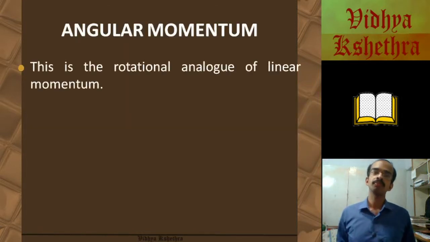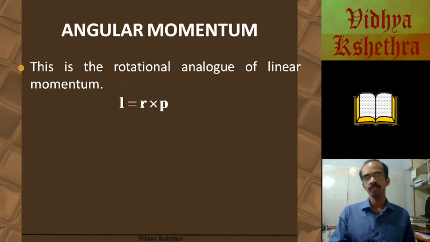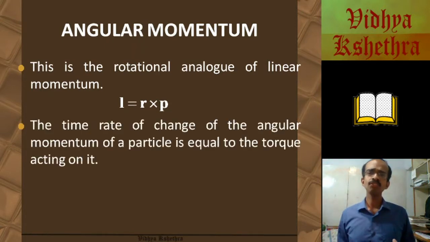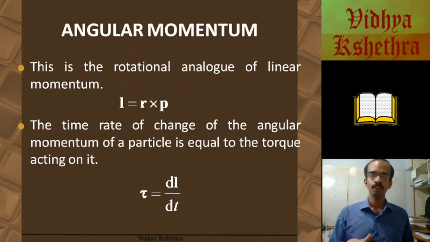Now, angular momentum. This is the rotational analog of linear momentum. It is given by L is equal to r cross p. The time rate of change of angular momentum of a particle is equal to the torque acting on it. That is tau is equal to dL by dt. This is also analogous to the case of linear momentum, where force is similarly equal to the rate of change of linear momentum. That is the second law of motion.